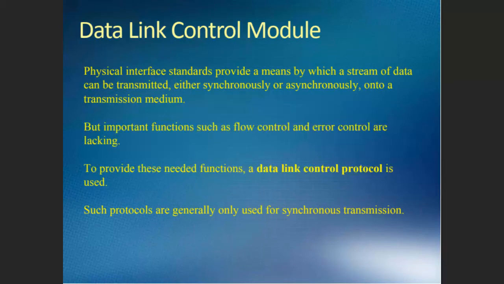Now, physical interface cards provide the means by which a stream of data can be transmitted, either synchronously or asynchronously, onto a transmission medium. Synchronously meaning that the sender and receiver are synchronized. Asynchronous, I think you studied this in your crypto class, they are not synchronized. Asynchronous is the opposite of synchronized. But the problem here is that we need a function to do flow control and error control. This is done by the data link control protocol. It will do error detection and flow control, and they are generally used for synchronous transmission.